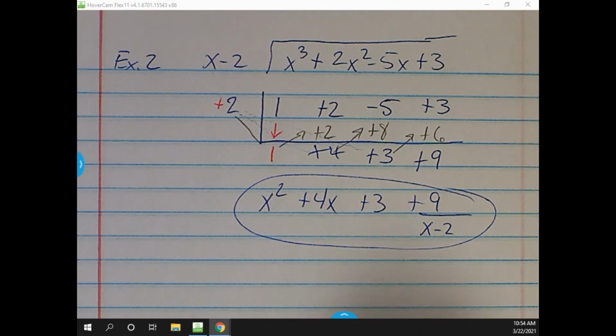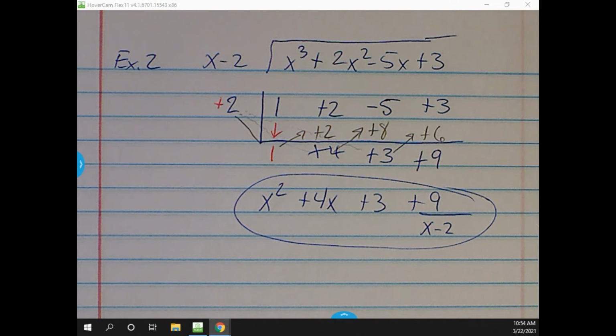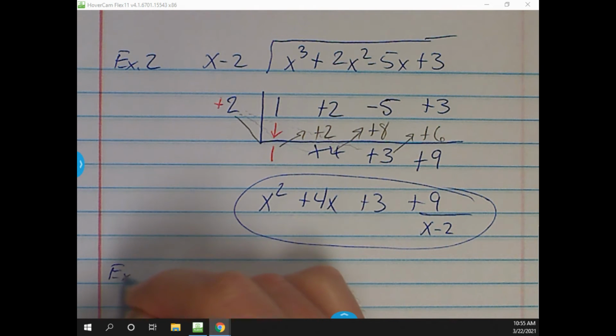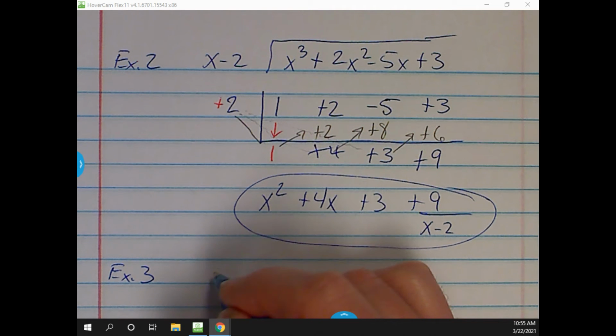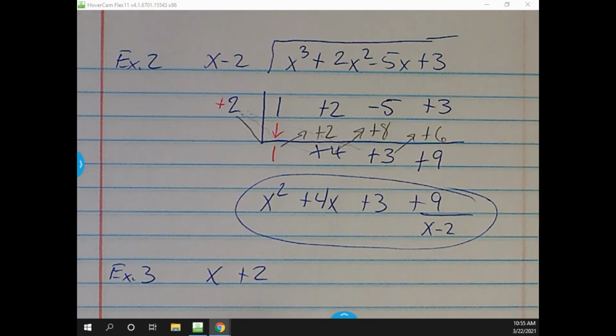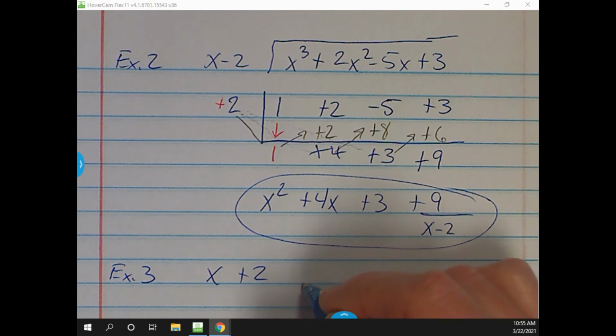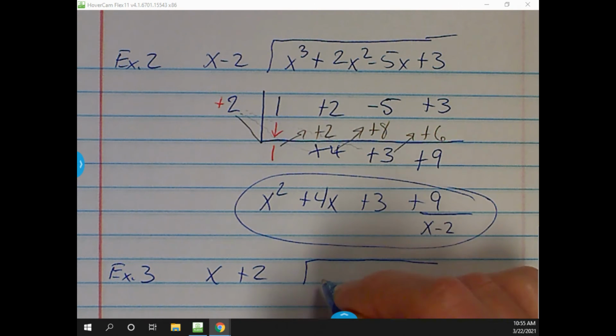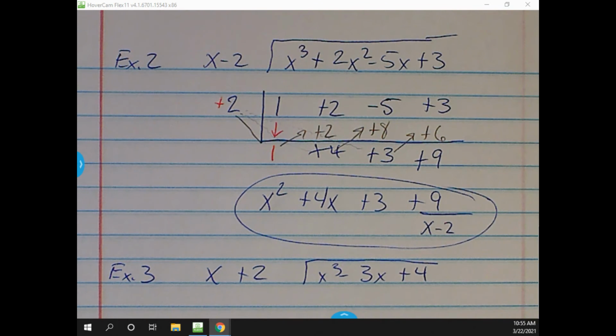Okay. Let's give you one more here. All right, so let's go with x plus 2. Let's divide that into x to the third minus 3x plus 4. Show you one that's a little bit different to kind of get you on the setup of it here.